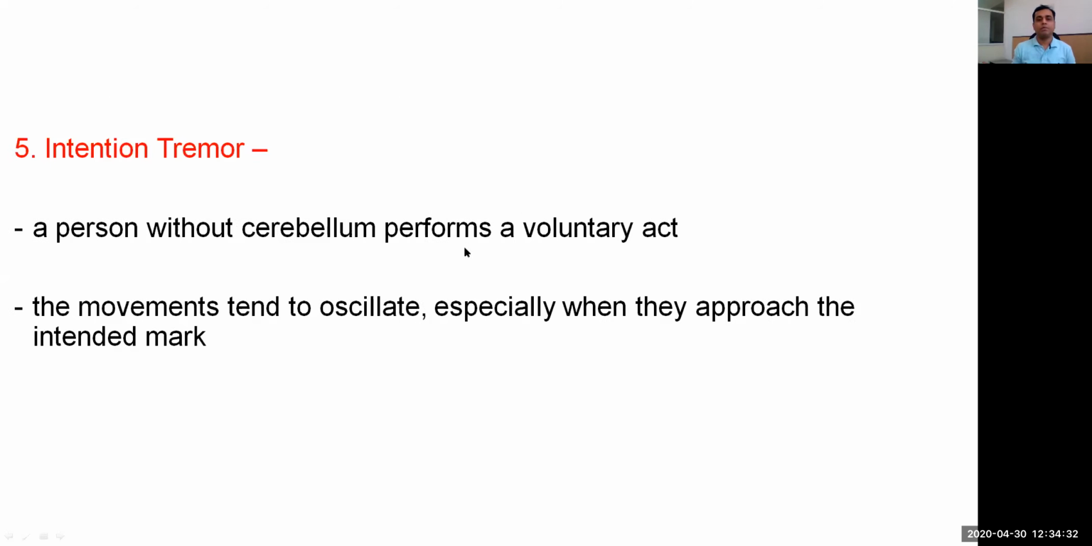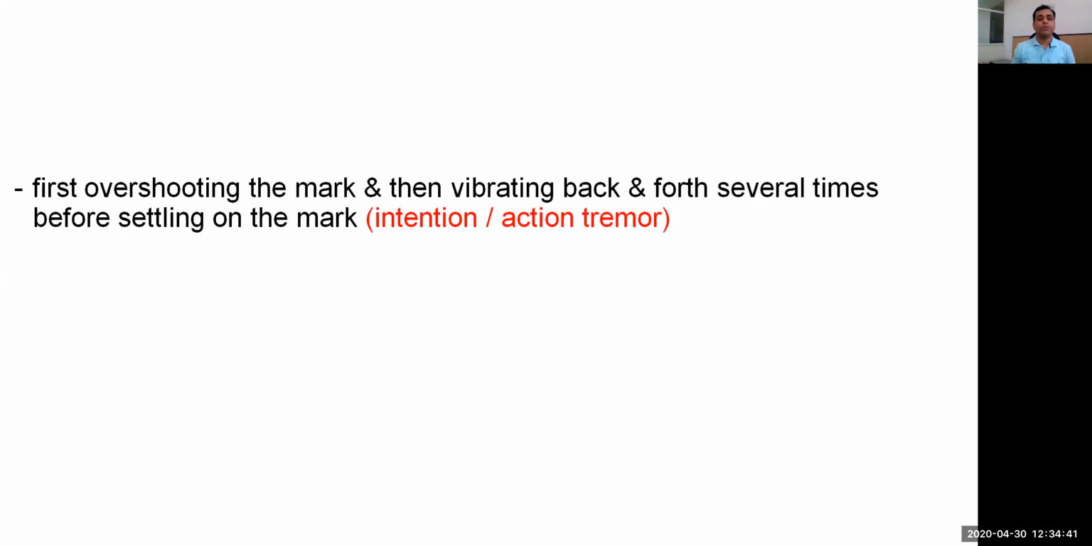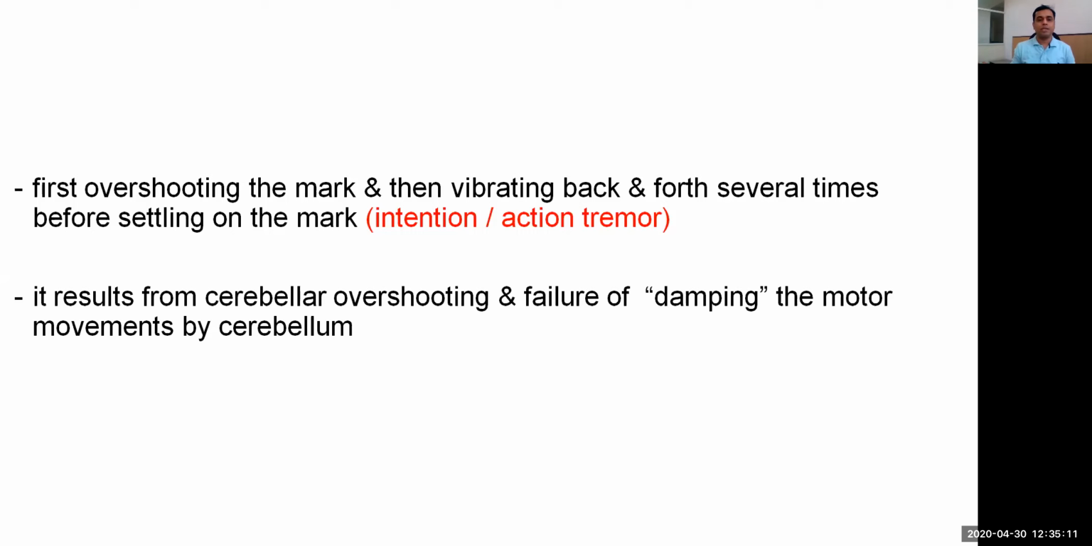Intention tremor. When a person without a cerebellum performs a voluntary act, the movements tend to oscillate, especially when they approach the intended mark, first overshooting the mark, then vibrating back and forth several times before settling on the mark. Therefore, it is said to be the intention or action tremor, because when the person has the intention to hold something, and while beginning the activity of holding that particular object, the tremor will start. It results from cerebellar overshooting and failure of damping of the motor movements by the cerebellum.